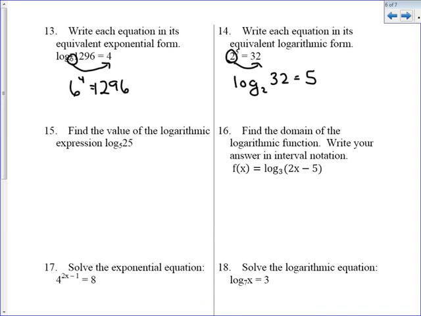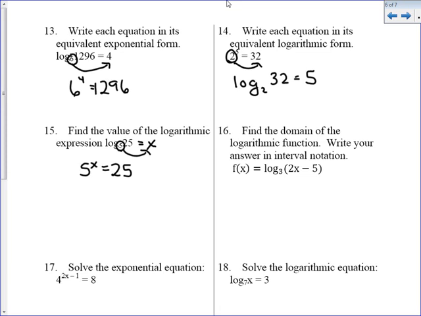Oops. Thank you. My circle cut off my 1. Yeah, 6 to the 4th equals 1296. Now we can use that same idea to evaluate. So what do I need to add to number 15 so that I can rewrite it? What else do I need so that I have a complete equation? Yeah, an equal sign. We don't know the value, so we'll just call it x. Because once I have an equation, then I can rewrite it as an exponential and solve it.